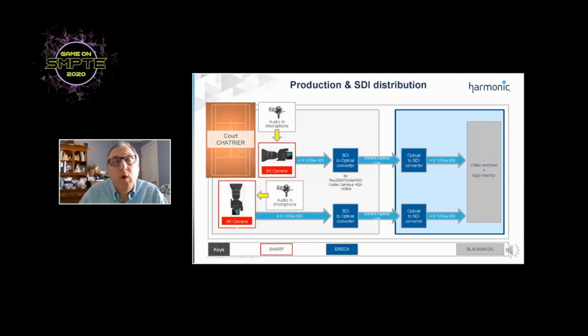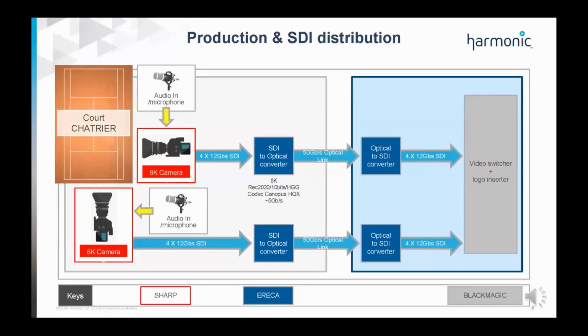So I'm going to present here what was done with France Télévisions for the RG Lab in May 2019. The content was captured on the central court Châtrier via a mobile or fixed camera. The content was then carried over optical link of SDI. It was compressed down to 5 gigabits per second and then sent to a video switcher.